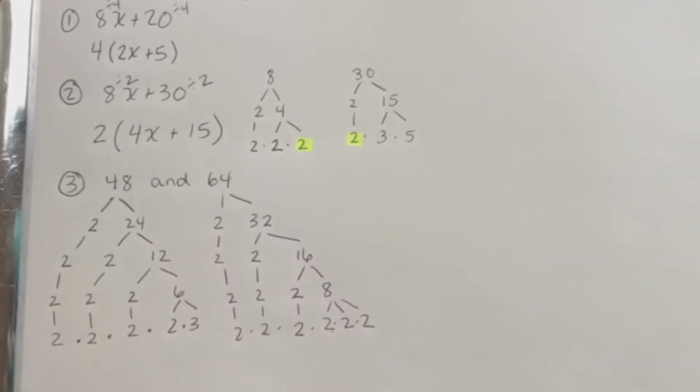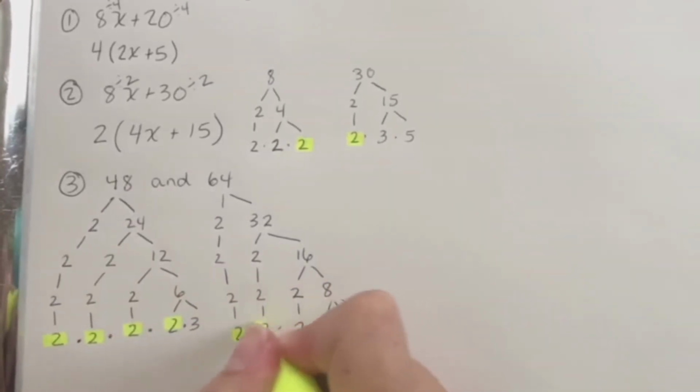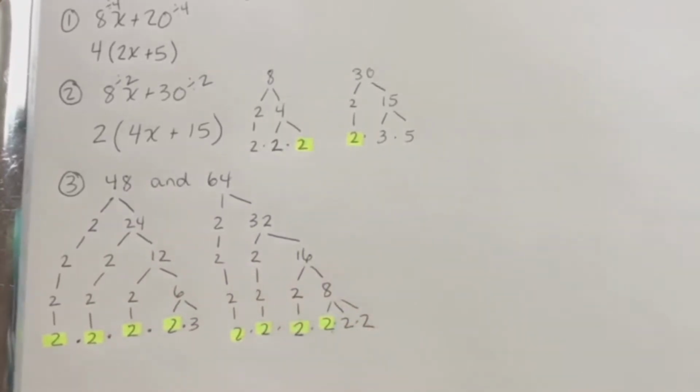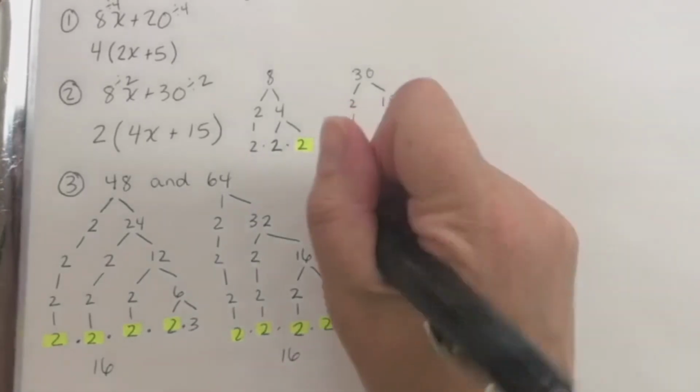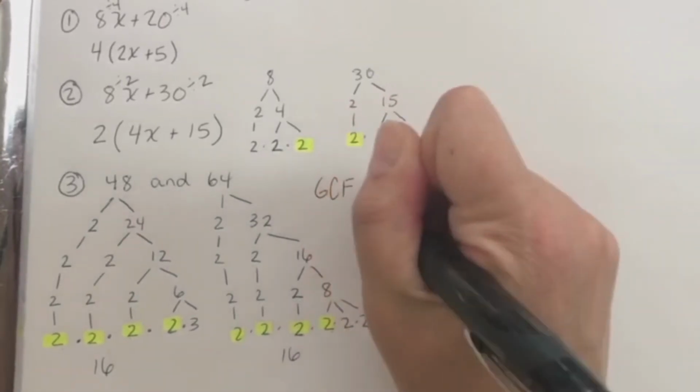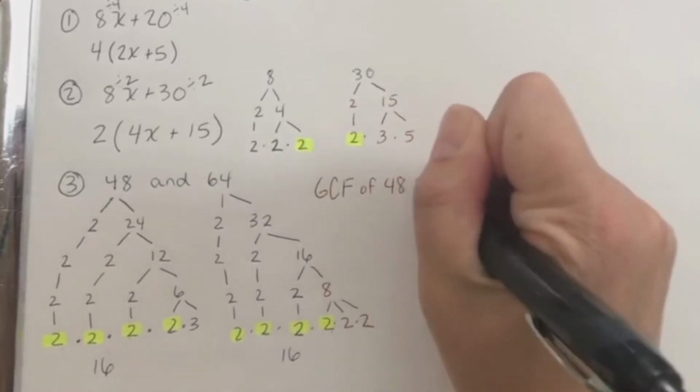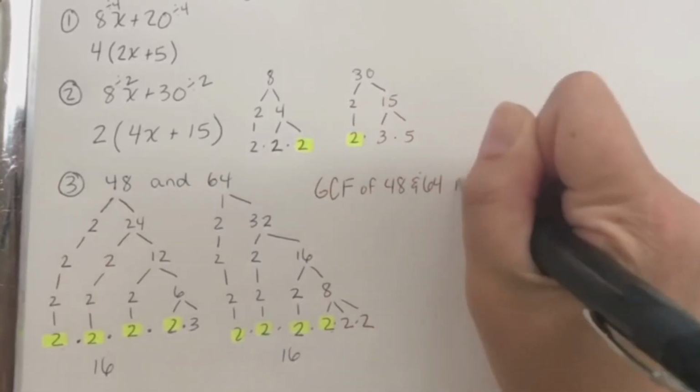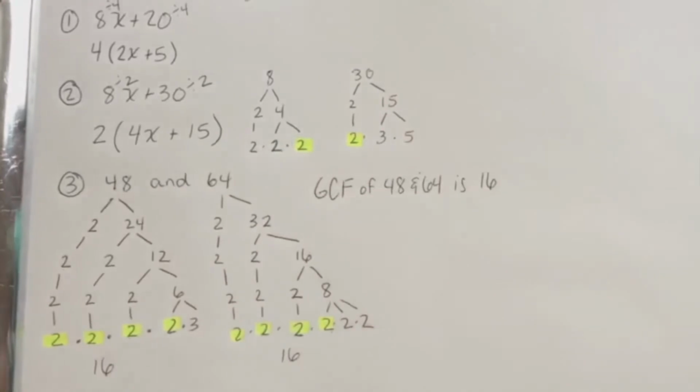So how many 2s do we have in common? 1, 2, 3, 4. So 4 2s in common. What is 2 times 2 times 2 times 2? It's going to be 4 and 4. 4 times 4 is 16. So 16 is what we can pull out from both of these. The greatest common factor is 16. GCF of 48 and 64 is 16.